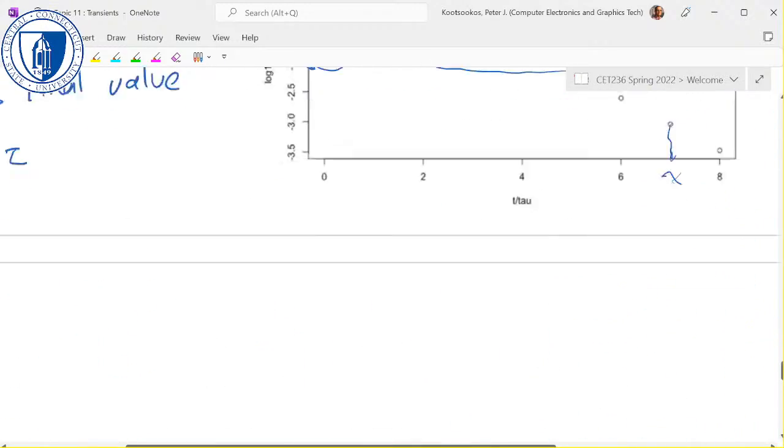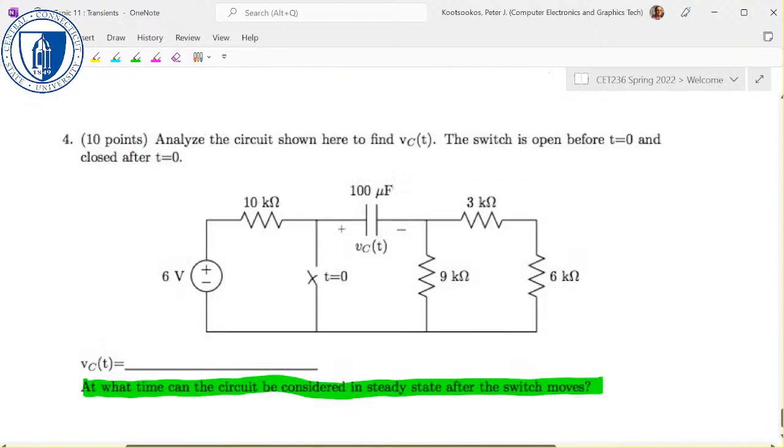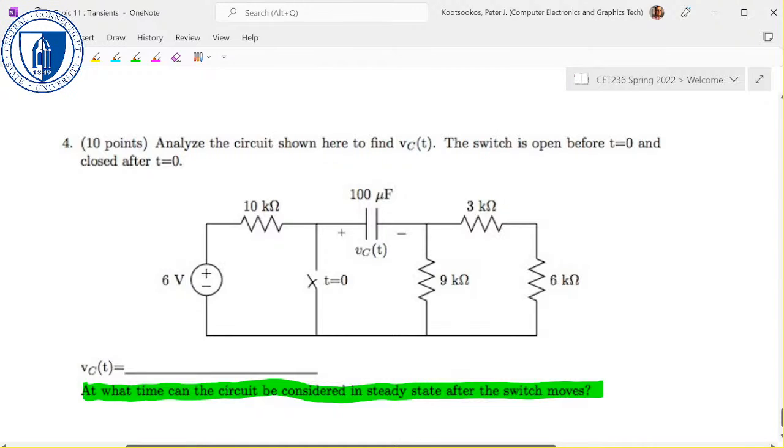Okay, so let's go back to our algorithm. So, initial condition, final condition, solve for K1, K2, Thevenin resistance, tau, write the equation. So this time we're after VC of T.